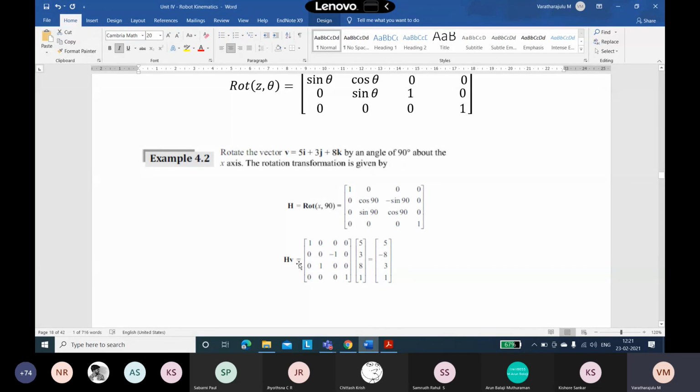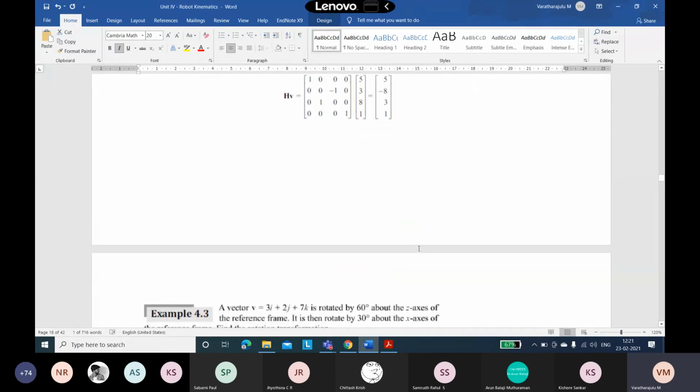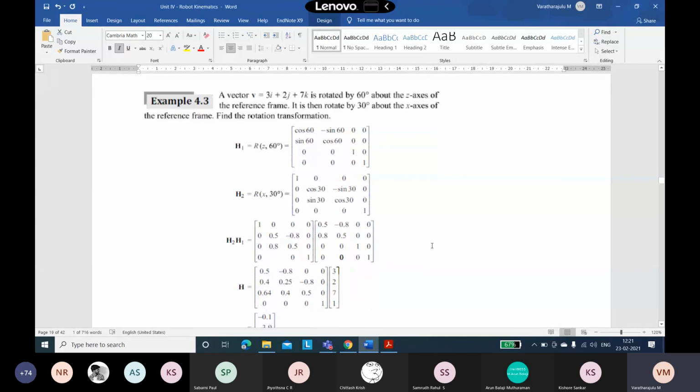By doing the multiplication of these 2 matrices, we will get 5, minus 8, 3 and 1. We need to write this at the top of the matrix, that is 5 3 8 and 1. 5 into 1 becomes 5, and 8 minus 8, here we have 3, and here we have 1. Therefore, we get the rotation transformation as 5, minus 8 and 3. And this is what we are going to derive in tomorrow's class.